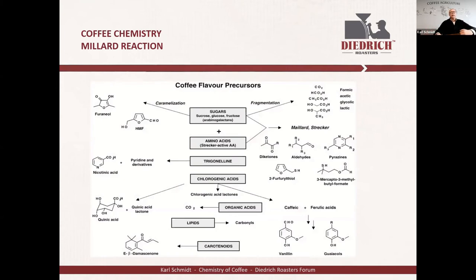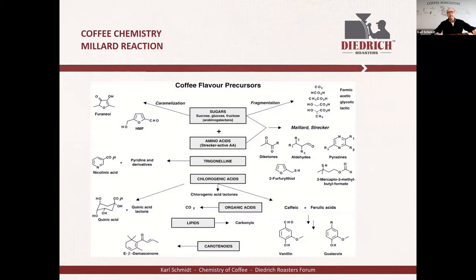And here you have what we call the cascade structure of the flavor and aroma precursors from sugar to amino acids, but we're also adding trigonelline as the alkaloid, and we're getting into the chlorogenic acids pretty soon. But all of this is happening during the Maillard reaction.